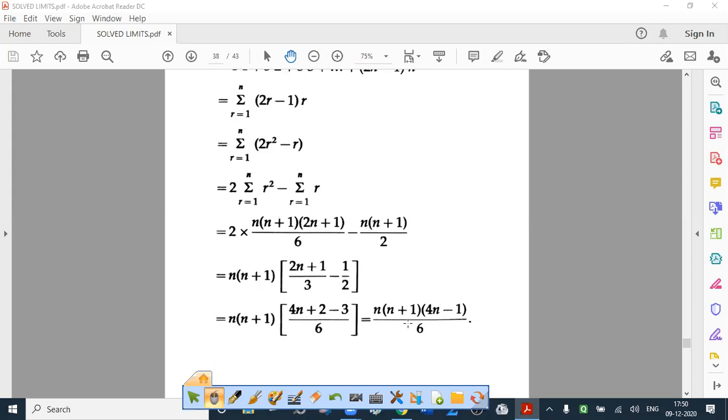Is that clear? Yes. See, the topic is limits, and what is required? Knowledge of sigma notation and of course standard sums. I mean, sigma r square, sigma r cube is not required, but you should all know all these things.